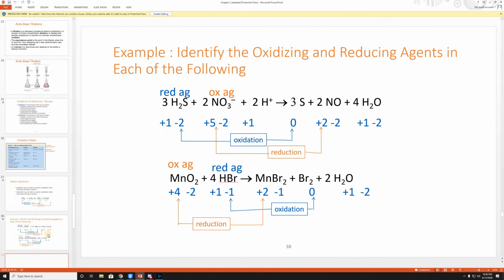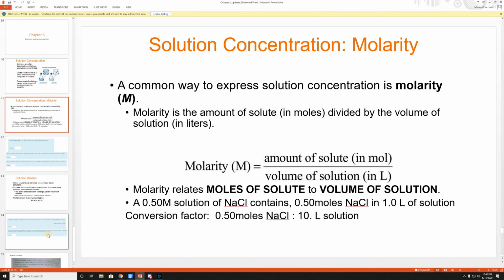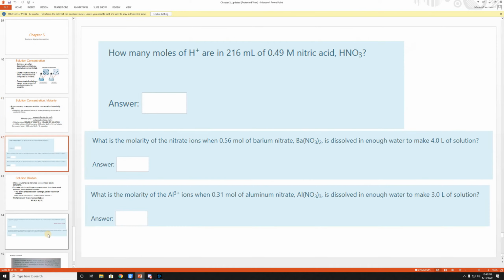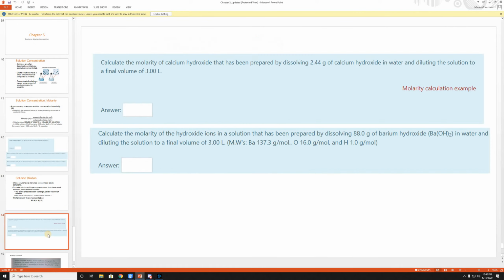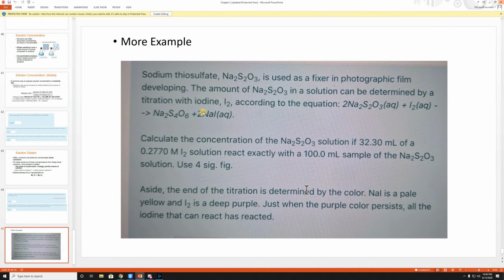So redox again, we talked about that. Molarity, very important to know. The equation will be given on the exam. So know how to do molarity, moles over liters. Know how to do dilutions as well. M1V1 equals M2V2. And that is it from chapter 5.